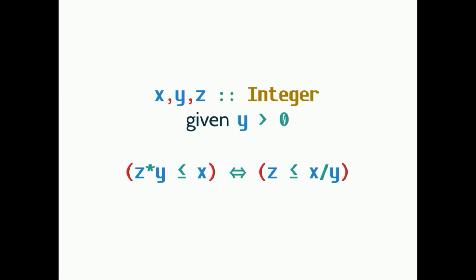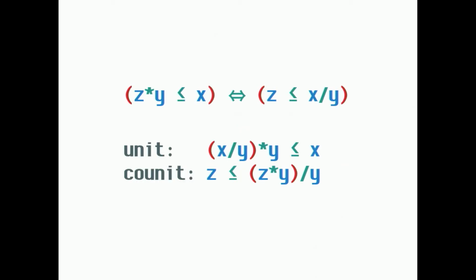So x divided by y is going to be some value which is greater than every z which, when multiplied by y, is less than or equal to x. Okay?